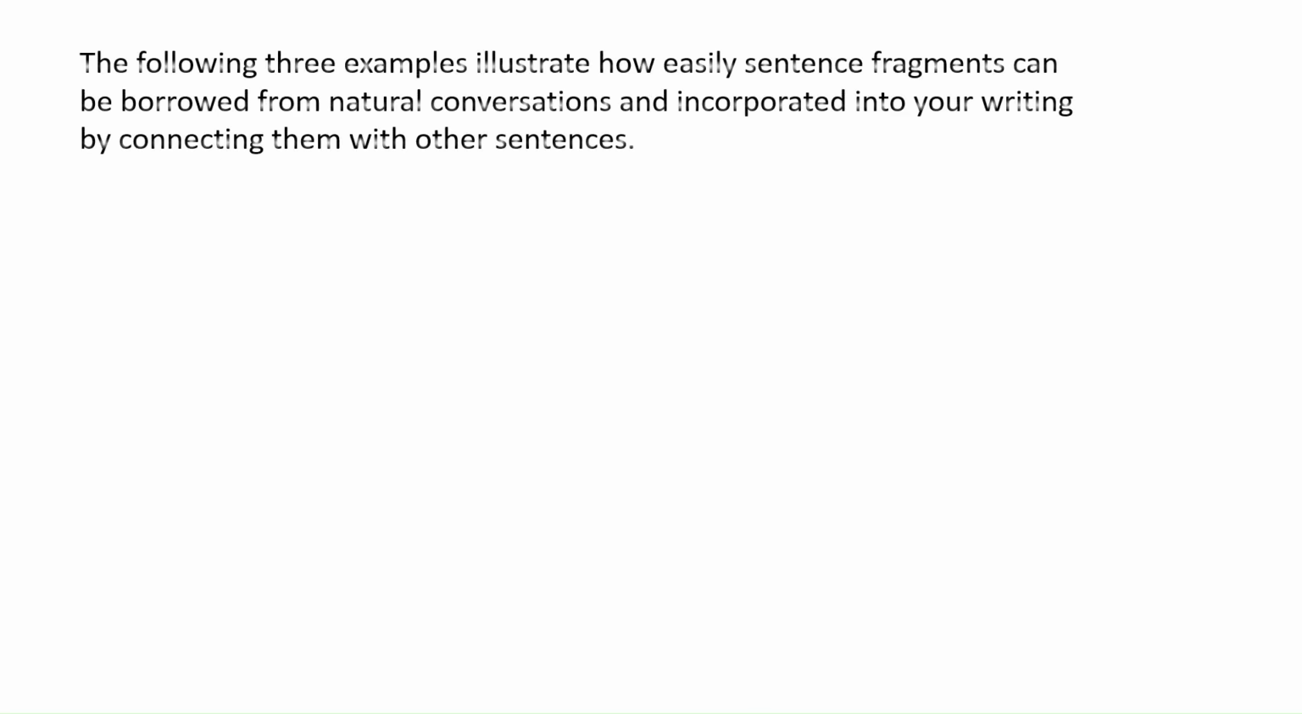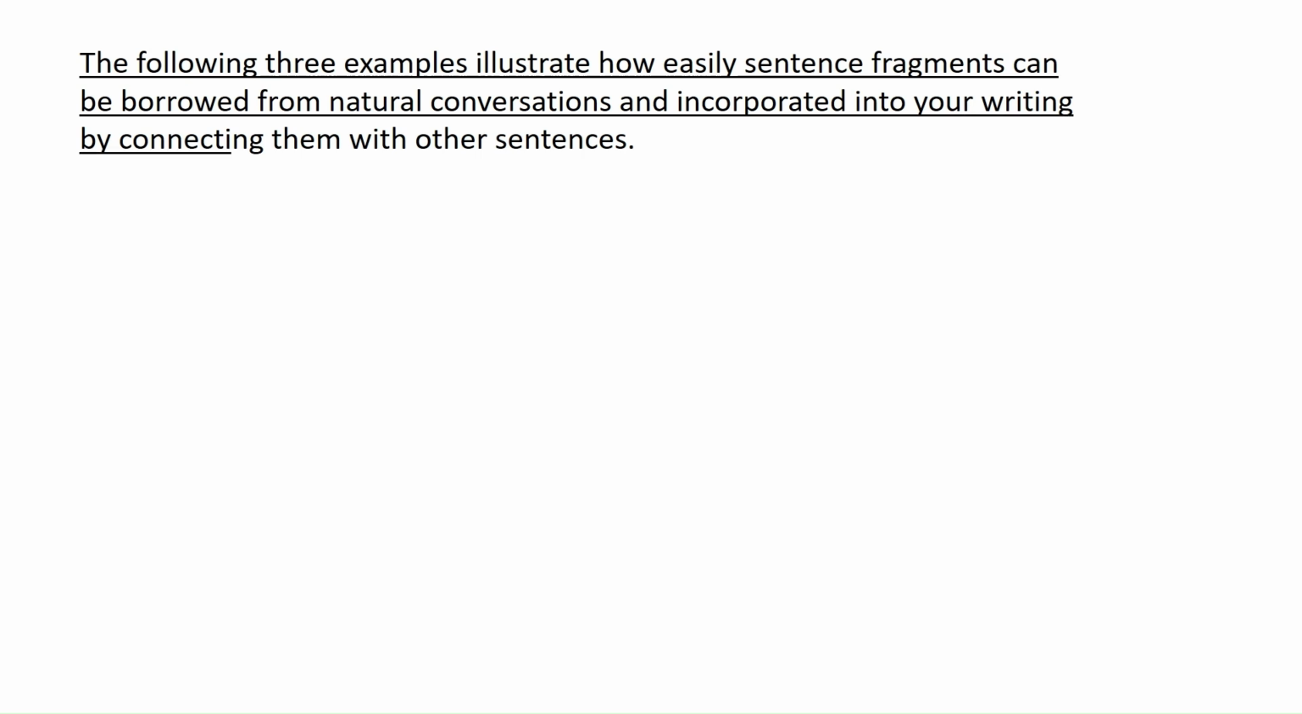Now, focus carefully on the following examples that illustrate how easily sentence fragments can be borrowed from natural conversations and incorporated into formal writing by connecting them with other sentences. In the first example: I have two best friends, Ron and Harry. Here we can connect the two expressions with a comma and add some words to integrate the fragment to become a full sentence: I have two best friends and their names are Ron and Harry.